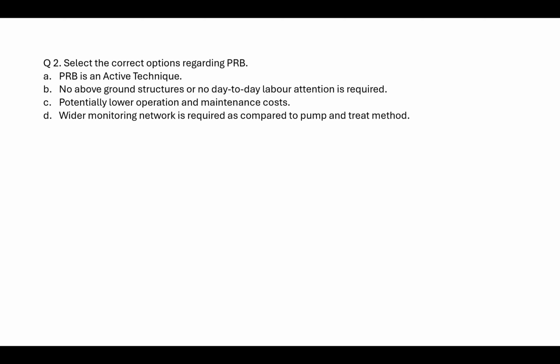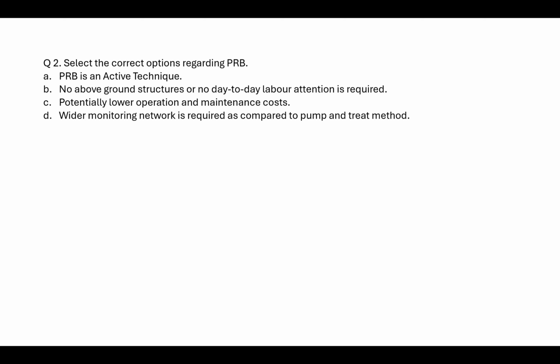So let's see which of the options are correct. I got one answer as A, B, and C. No, A, B, and C are not correct options. So B and C are the correct options. So first, PRB is an active technique. No, PRB is not an active technique. It is a passive technique where the PRBs are installed, and when the water flows through it, the pollutants get removed. The next option is no above ground structure or no day-to-day labor attention is required.